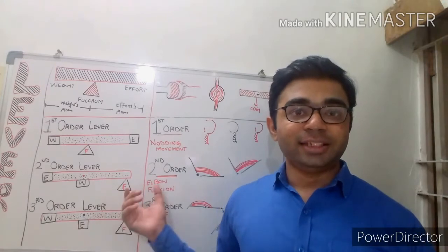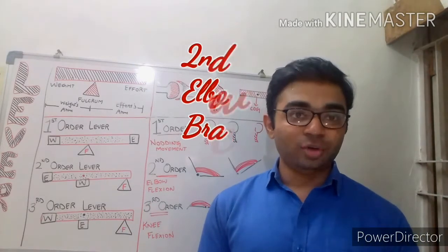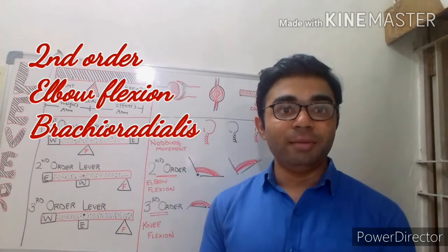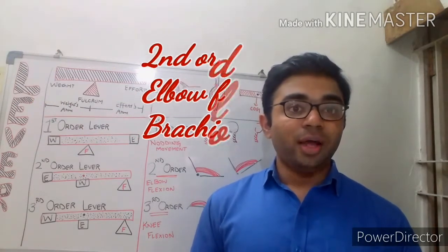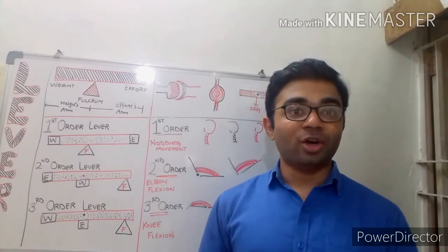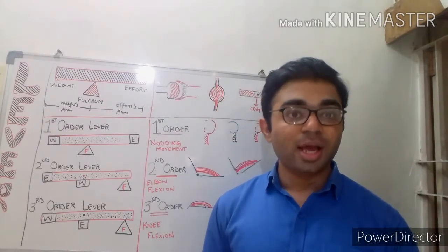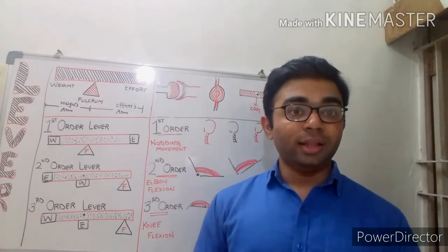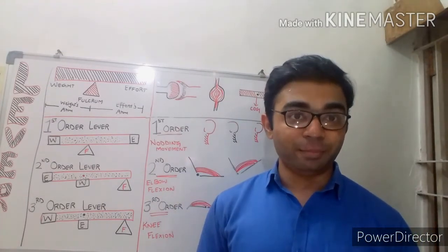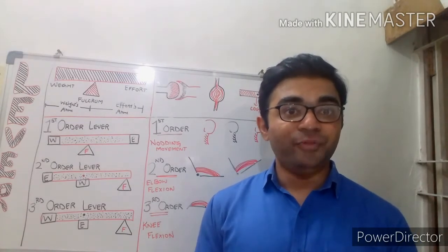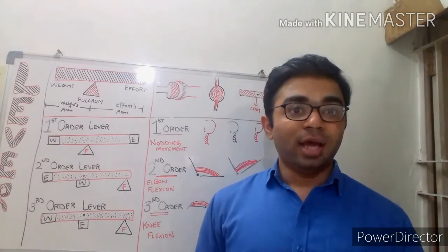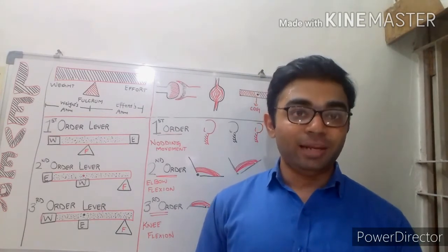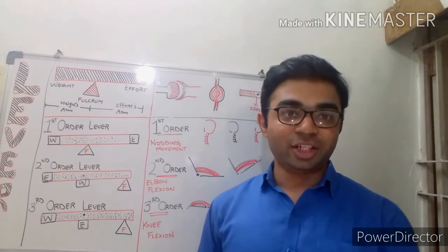Second order lever, which is the elbow flexion movement. As we know, brachioradialis is the main elbow flexor. So the effort will be the contraction of the brachioradialis muscle. Weight: as I applied the concept of center of gravity, the center of gravity of the forearm and hand segment will work as a weight for this lever, and the effort is the brachioradialis contraction. The fulcrum lies at the elbow joint, and the movement is elbow flexion.